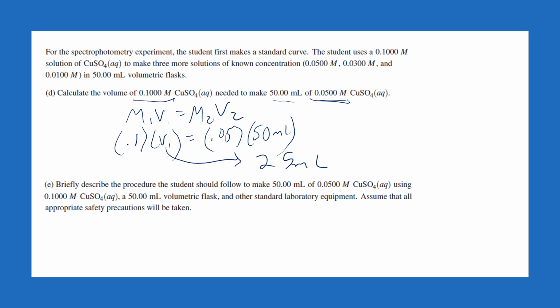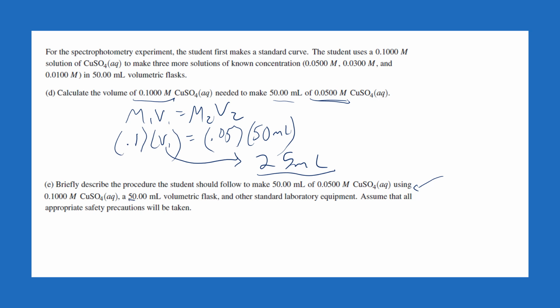Then you need to briefly describe the procedure the student should follow to make the solution using the 0.1 molar stock, a volumetric flask, and other standard laboratory equipment. Assume all safety precautions will be taken. This pops up a lot, how to make solutions properly. So what you would need to do is to measure 25 milliliters of the 0.1 molar solution. You could measure it in a graduated cylinder. You could use a pipette, you could use a burette, but you'd want to try to find something that can measure exactly 25 milliliters of that stuff.